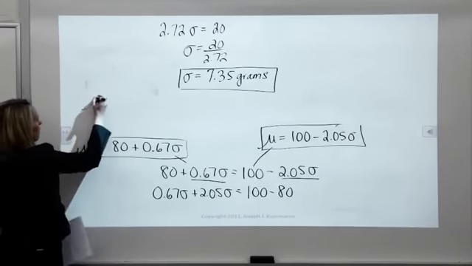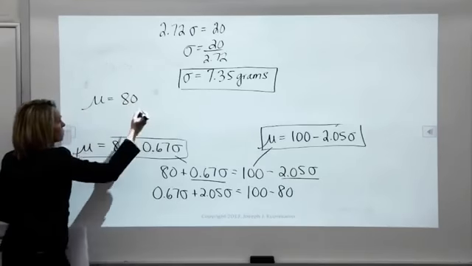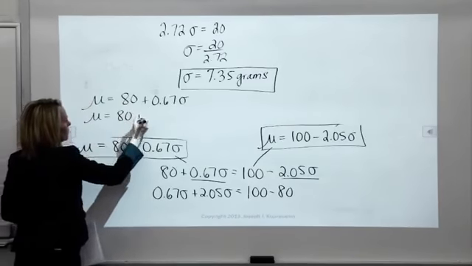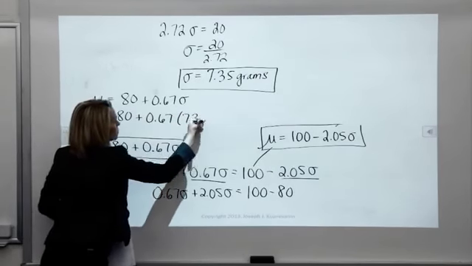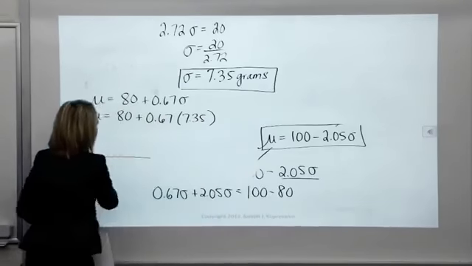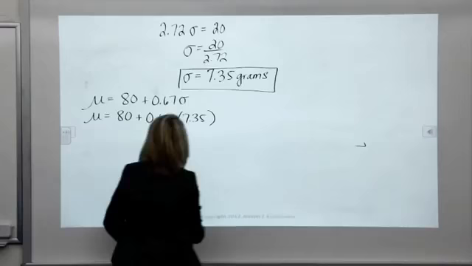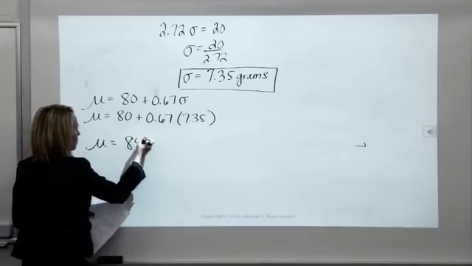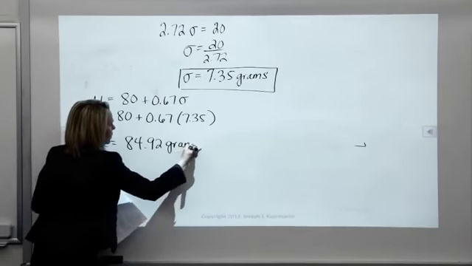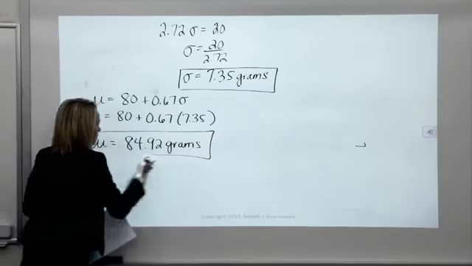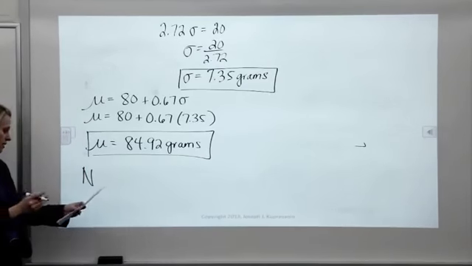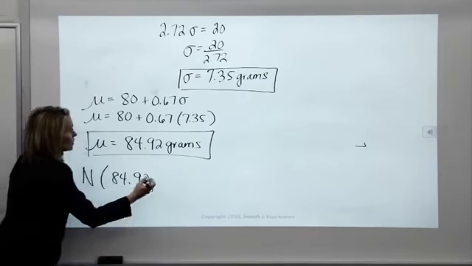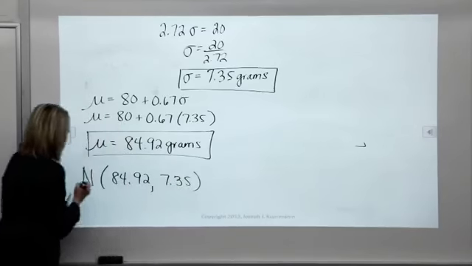So again, I'll use this one. And if I take the value of sigma, finally here, I get a mean of 84.92 grams. And so for these, this time it was Macintosh apples, they follow a normal model. The mean is 84.92. The standard deviation is 7.35.